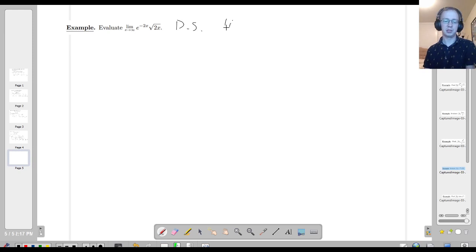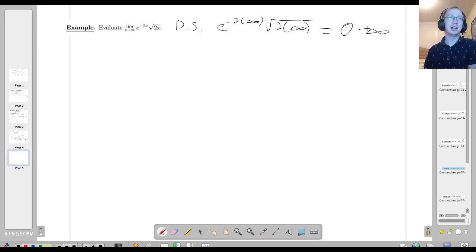Okay, so let's see, if I just plug in infinity here, I should get e to the negative 2 times infinity times the square root of 2 times infinity. And that's going to be a tiny number, right? This is basically 0 times a huge number, 0 times infinity. I don't really know how to deal with that. That's kind of one of my indeterminate forms.